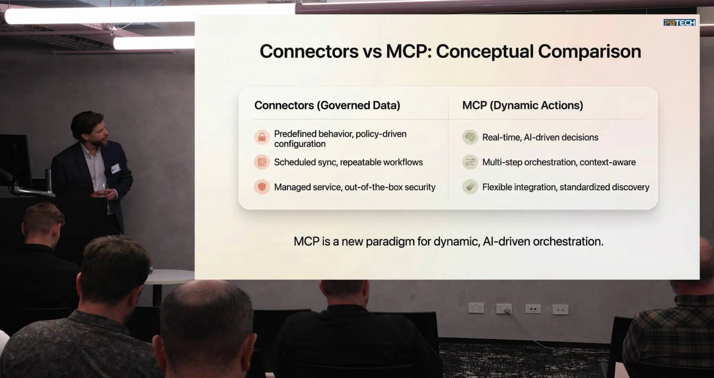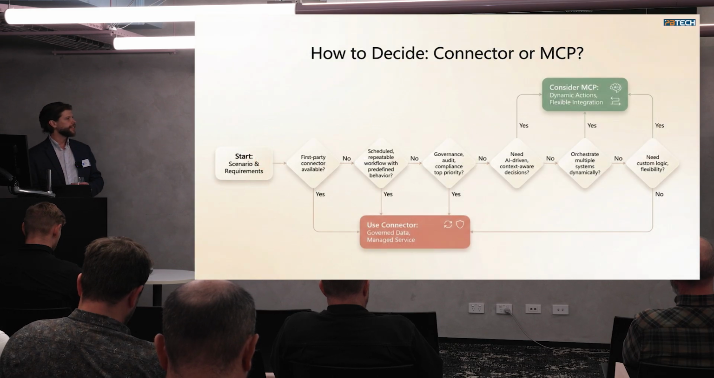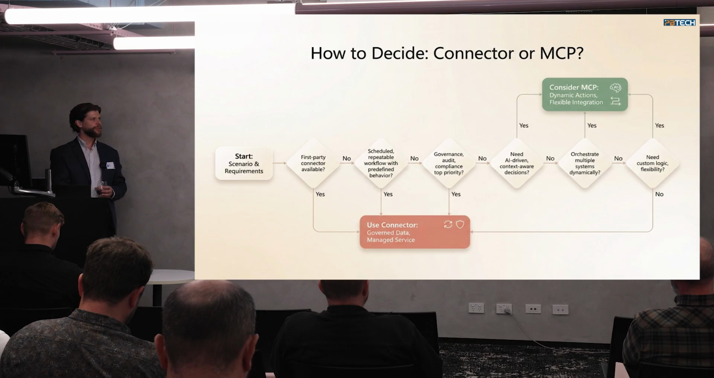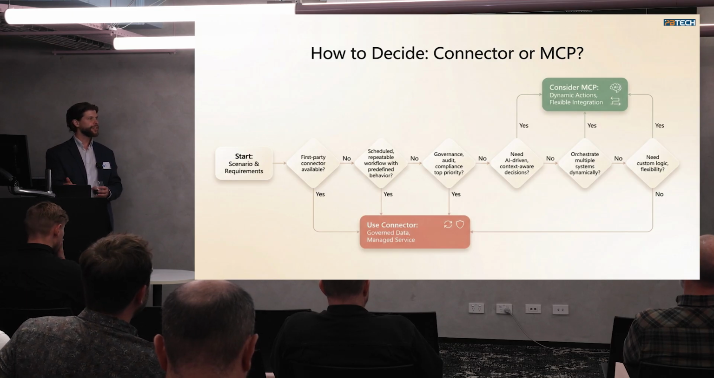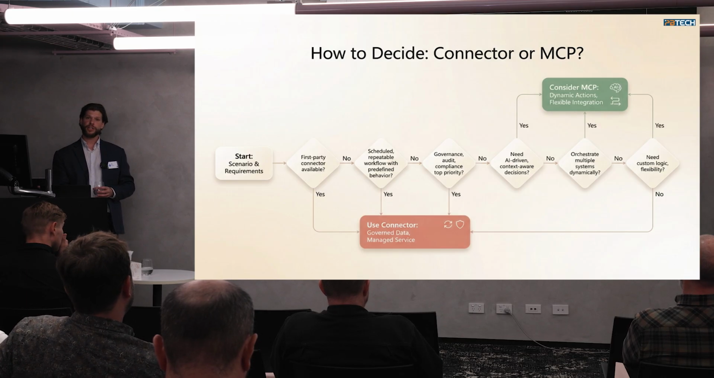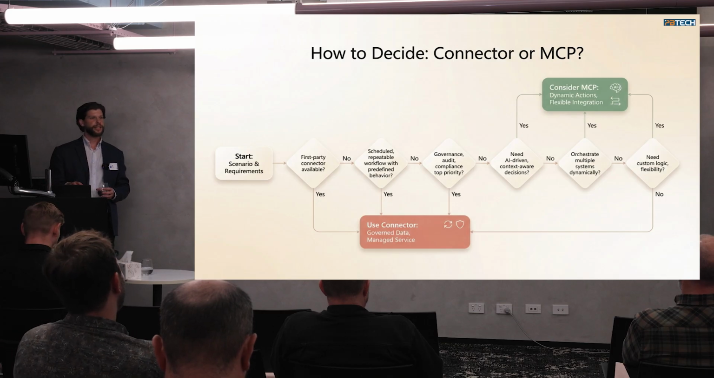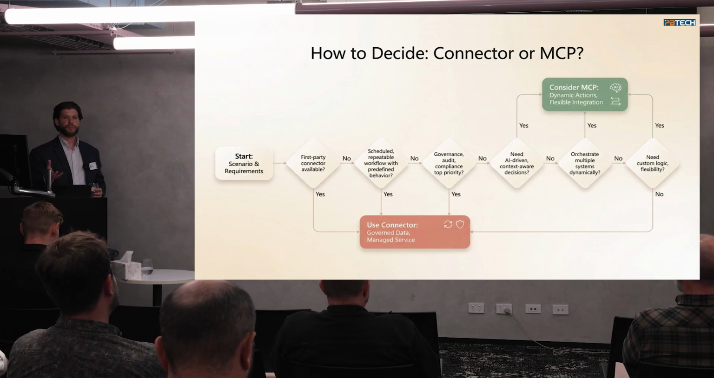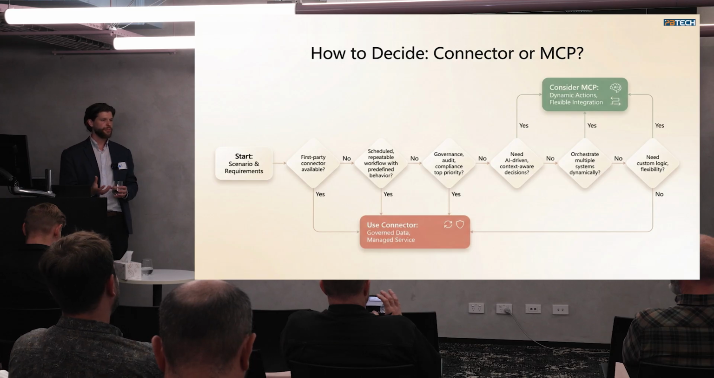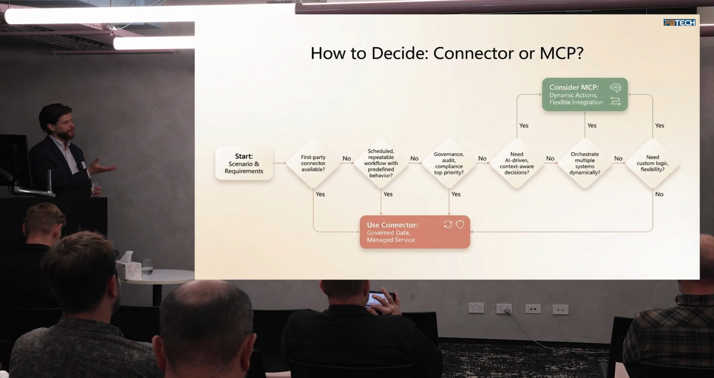We've got a little flowchart here. I'm not sure if you can see that too clearly, so I'll just whiz through these steps. But this is a decision tree really just to help you decide whether an MCP server should be used over a connector. The important thing is MCP servers aren't replacing connectors. You can actually use them in hybrid. So this just helps identify what the right tool is.